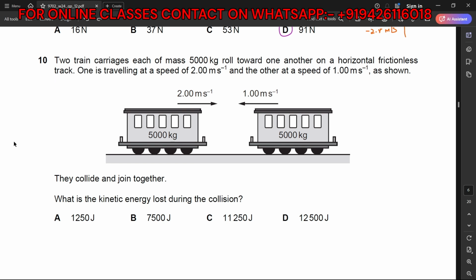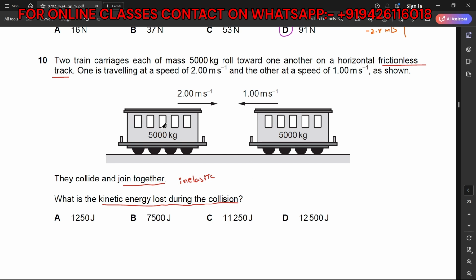Now let's talk about question 10. In question 10, two train carriages, each of mass 5,000 kgs, roll towards one another on a horizontal, frictionless track. One is traveling at a speed of 2 and the other one is traveling at a speed of 1. They collide and join together, so which is again inelastic. Because it is inelastic, KE is not conserved and therefore there is some kinetic energy lost during the collision. So what is that kinetic energy lost?